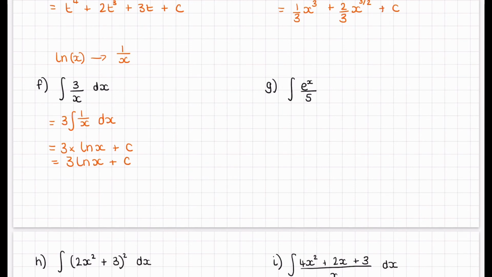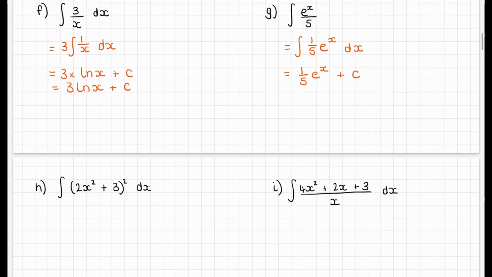G, the integral of e to the x on 5. So what I would do here is I would rewrite it as a 5th e to the x, because it just eliminates any issues of fractions. Now the integral of e to the x, same as the derivative, it's the same thing, e to the x and e to the x, which means this just ends up staying the same, we just have to plus c to the end.